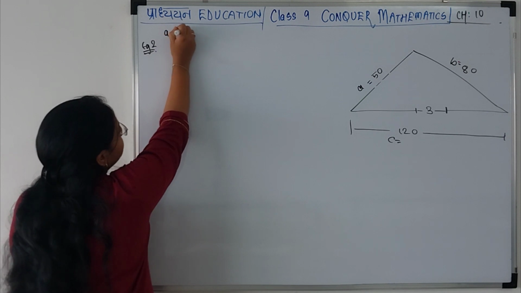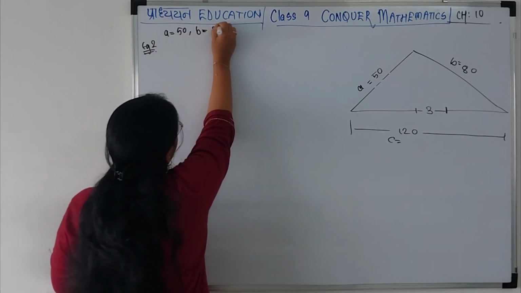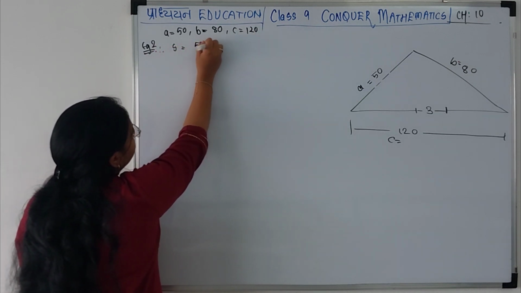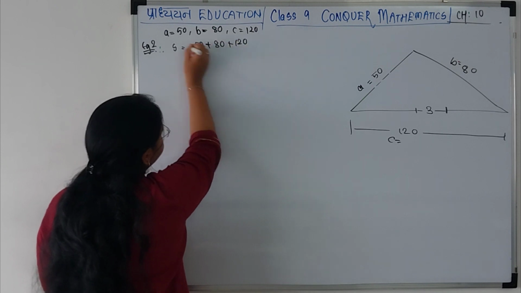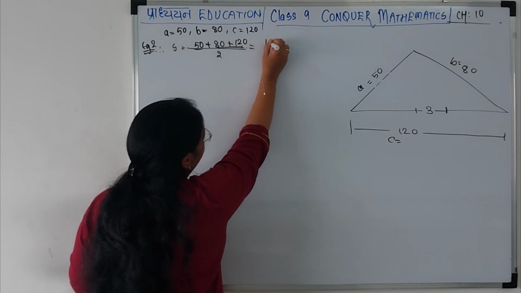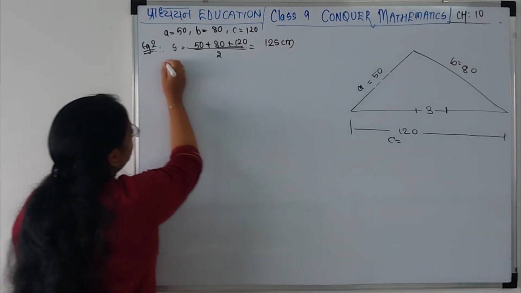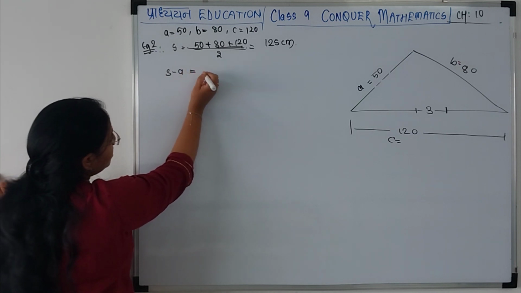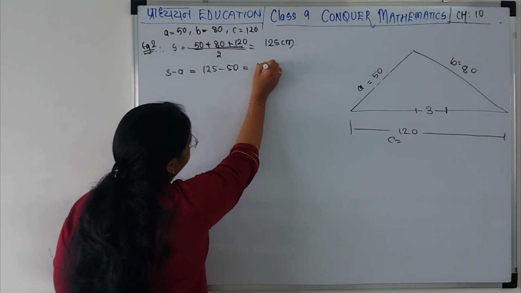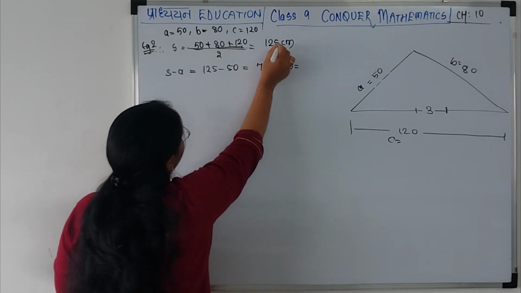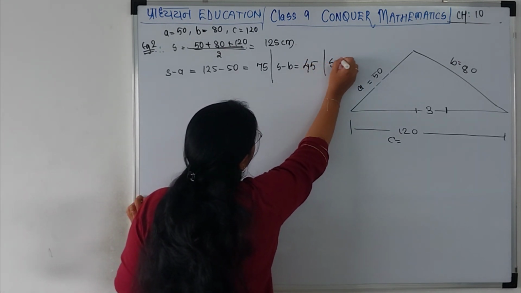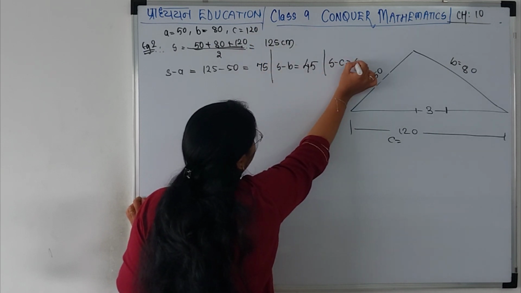See, here we have A as 50, B as 80 and C as 120. Therefore S will be what? 50 plus 80 plus 120 upon 2, that is 200 plus 50, 250 by 2, 125 meters. Now let us find S minus A. S minus A is 125 minus 50, which is 75. S minus B is 125 minus 80, which is 45. And S minus C is 125 minus 120, this is 5.